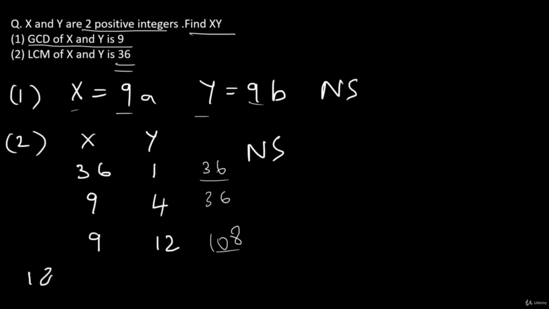Alright, now let's try statement 1 and 2 together. Remember, when you have two numbers and you know the LCM and the HCF, the product of the two numbers will be equal to the product of the LCM and the HCF. So x into y in this case will be equal to 9 into 36, right?